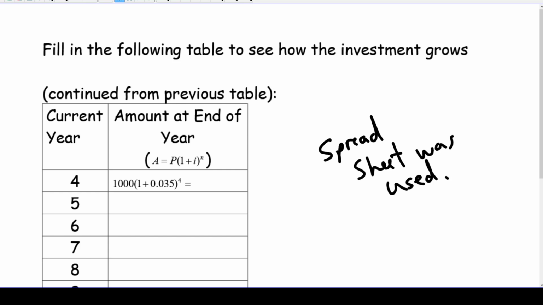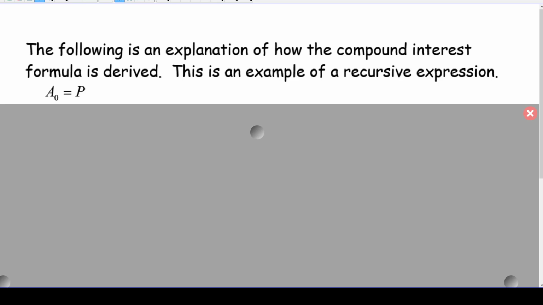I'll just write that a spreadsheet was used here, and it was just to show you that the first ratios were 1.035 all the way down, and it was exponential, okay? Or geometric.